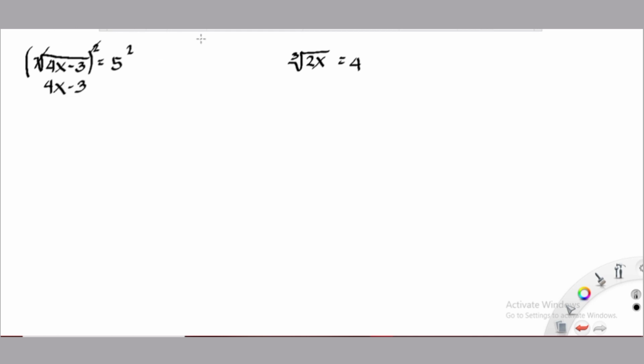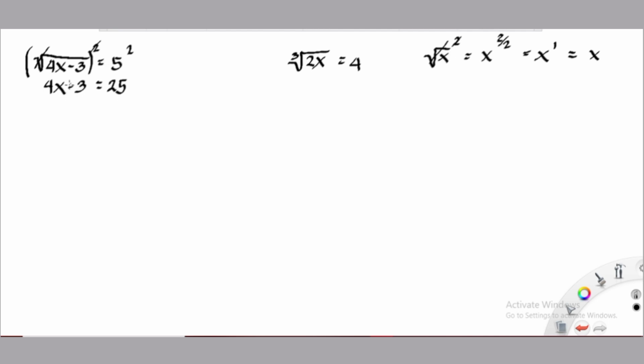So kung naaalala natin, the square root of x raised to 2 can be written as x raised to a fraction where the exponent is the numerator and the index is the denominator, 2 over 2. Or this can be written as x raised to 1, or just simply x. Kaya nga ang ginagawa natin, we cancel out the radical sign and the exponent 2. Okay? So let's continue. So we have now 4x minus 3 equals the square of 5, which is 25.